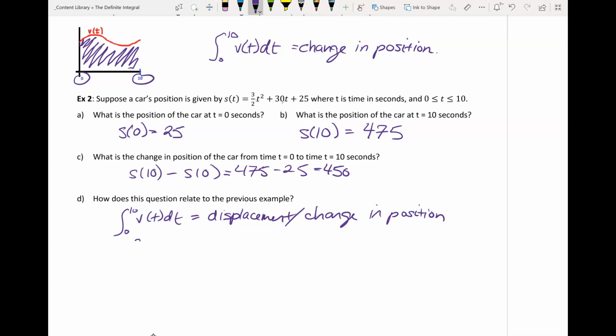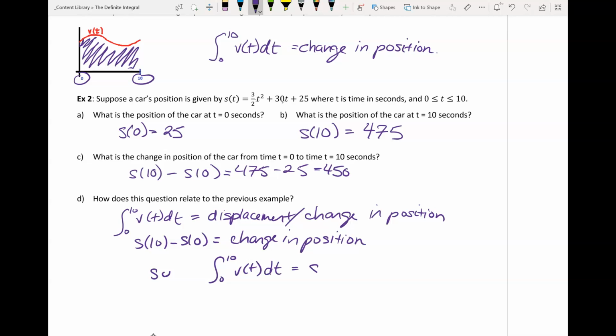We also know that s of 10 minus s of 0 is the change in position as well, or our displacement. So if these are the same, we can state that the integral from 0 to 10 of our velocity equation is the same thing as subtracting our position, final position, minus the initial position.